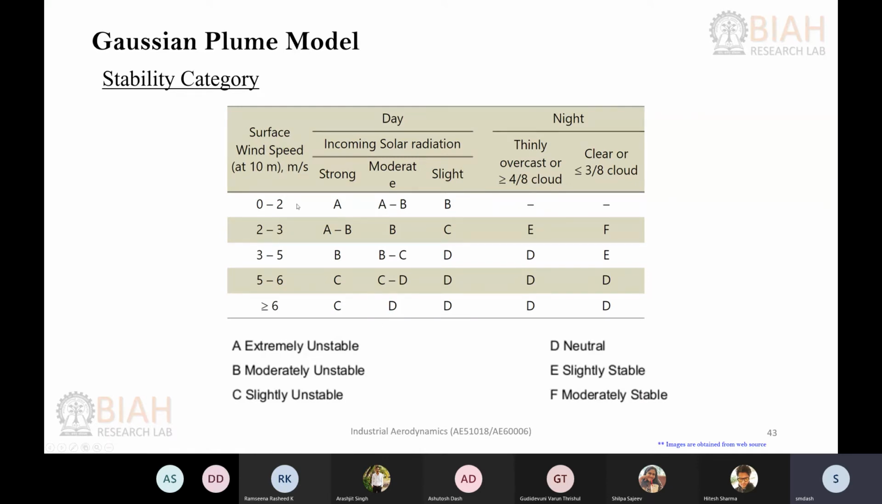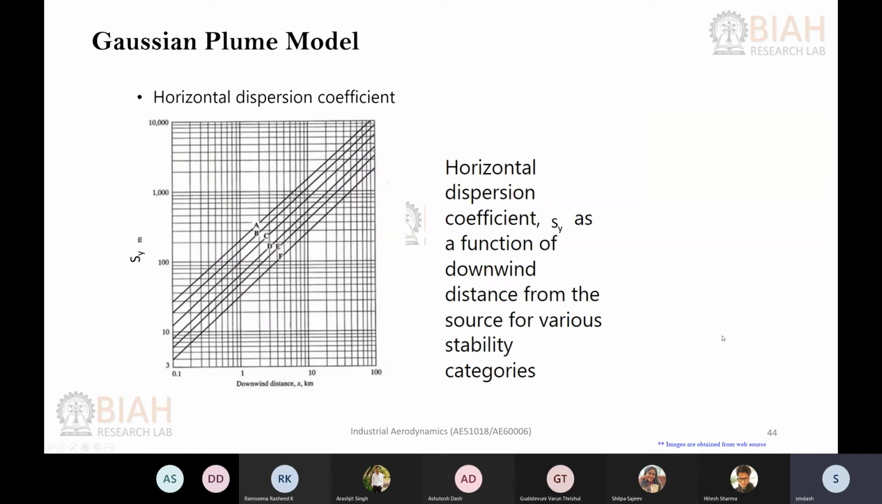Like you have seen in this table, it depends on the date, what time of the day the plume is released, and what is the wind velocity during that condition. So based on that, these plots are already done experimentally, and these are obtained already experimentally. So A, B, C, D, E, F are the atmospheric stability criteria we have just seen.